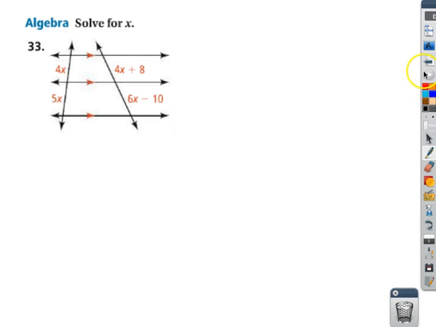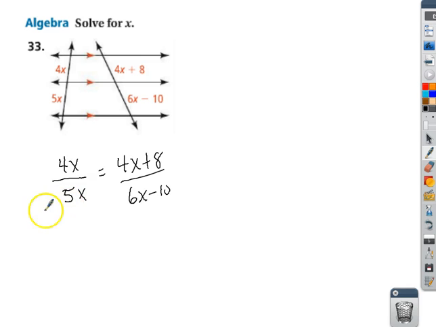Okay, good. So for 33, all the lines are parallel. So I'm going to do 4x over 5x is equal to 4x plus 8 over 6x minus 10. You're going to get quadratics when you do this. I don't want to work with quadratics, so I'm going to simplify this ratio to 4/5. Can you do that? I mean, can't you cancel x over x? Is 4x plus 8 over 5x the same thing as 4 over 5? That would be a lot easier. Yeah. So, do you want me to go through and work it without doing that? We can do that.